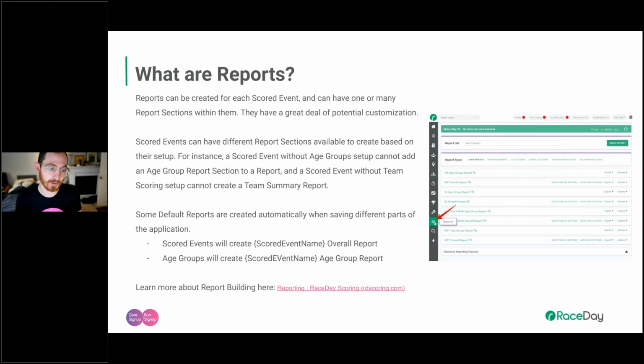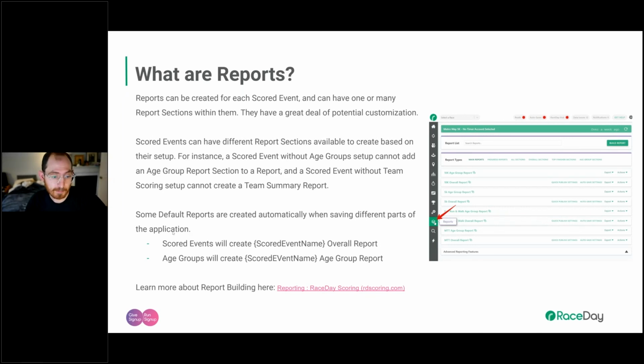Similarly, if you didn't set up team scoring for a scored event, you wouldn't be able to create a team summary report section for that report. So it's just important to understand here, there's a difference between reports and report sections. Reports can have multiple sections within them. If you wanted to say, show the overall top 10, and then you wanted to show all of the age groups or something like that, you could build a custom report to do that.